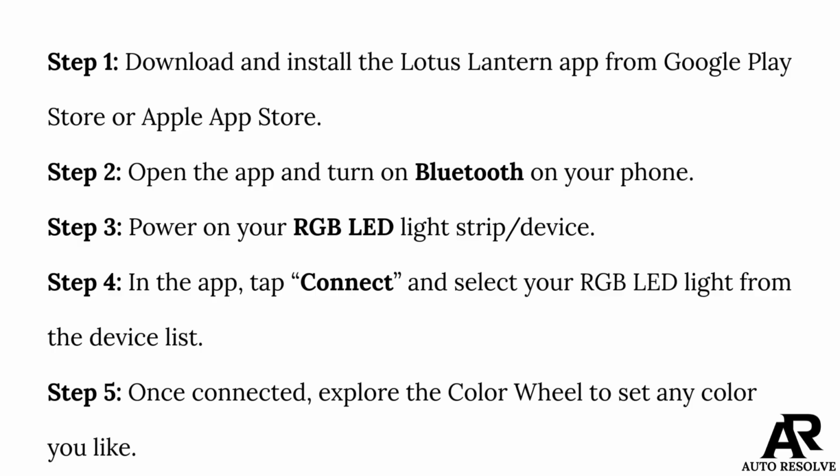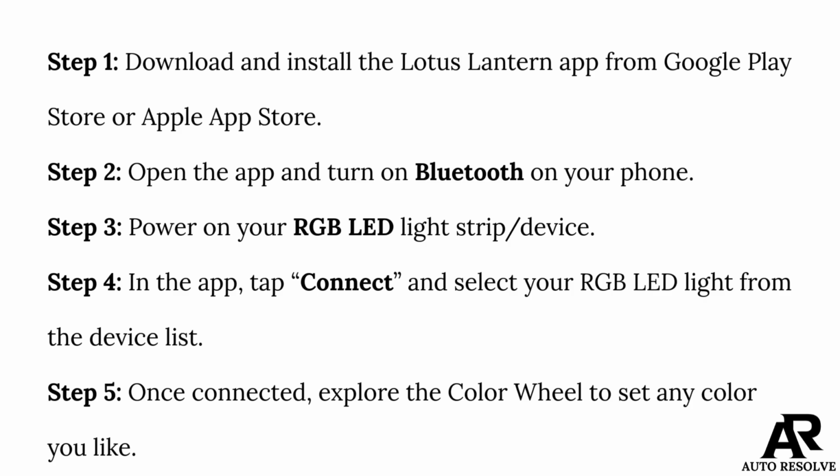Step 1. Download and install the Lotus Lantern app from Google Play Store or Apple App Store. Step 2. Open the app and turn on Bluetooth on your phone. Step 3. Power on your RGB light strip device. Step 4. In the app, tap Connect and select your RGB LED light from the device list.